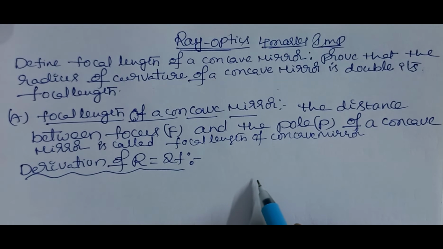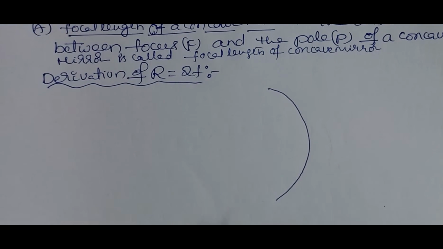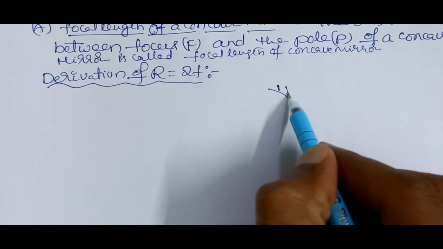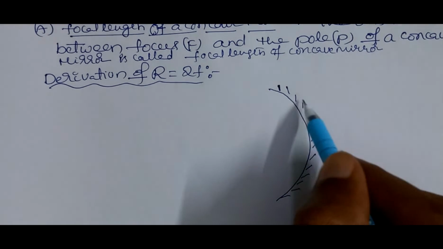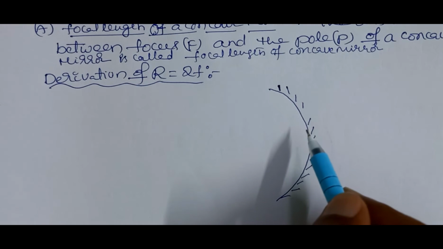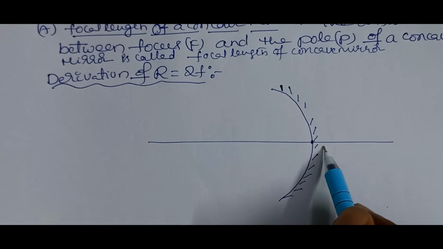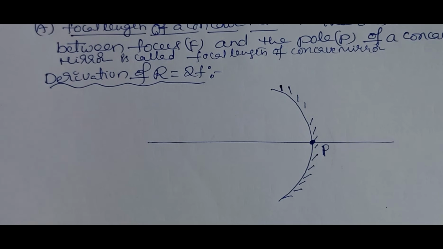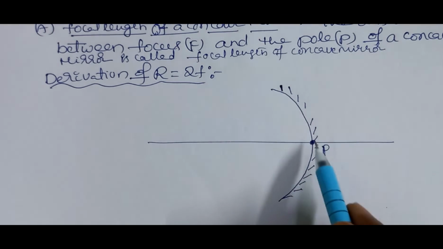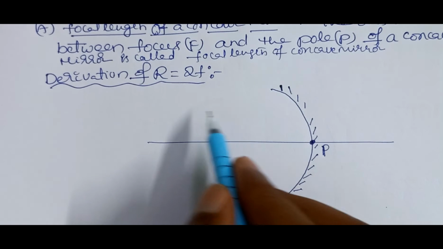So now the derivation. This is the symbol for a concave mirror. This is the painted part and the inner part is the reflecting surface, and here the midpoint of the mirror is called the pole, denoted by P, and this is the principal axis.